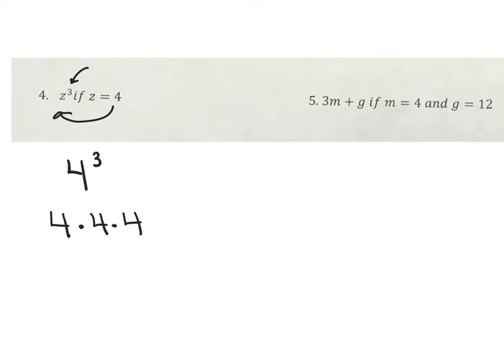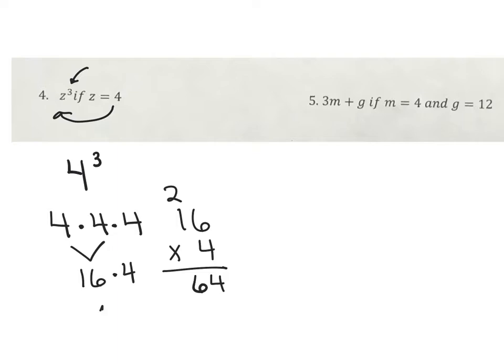We never, ever do 4 times 3 because you promised Miss Gillum you would never do that when you're dealing with exponents. So 4 times 4 right here is 16. So then we have to do 16 times 4. And you may want to come off to the side and work it out. 4 times 6 is 24. Carry the 2. 4 times 1 is 4 plus that 2 is 6, so 64. So 4 to the third power is 64.